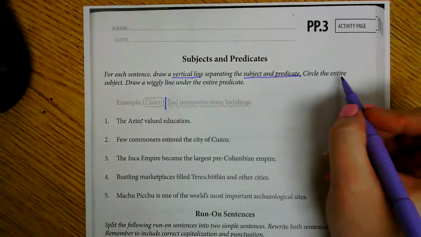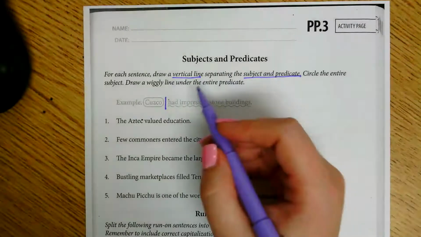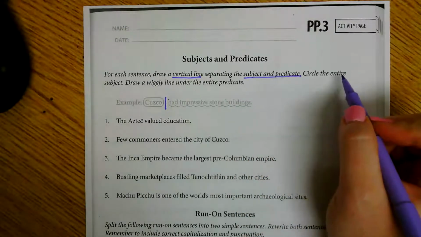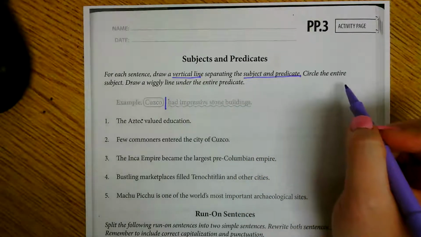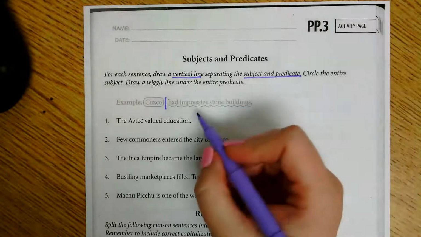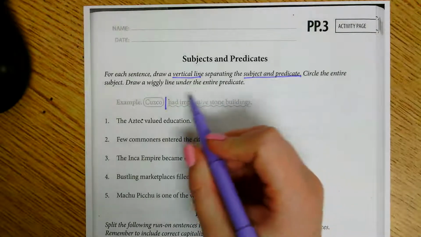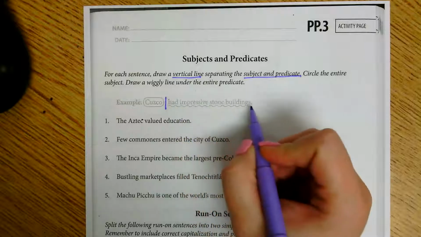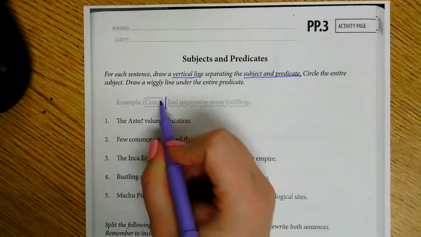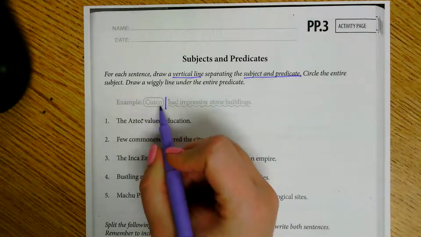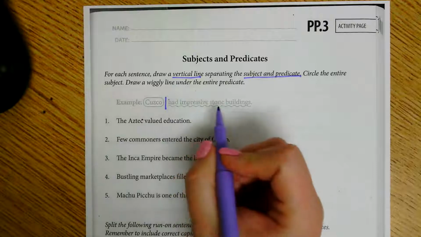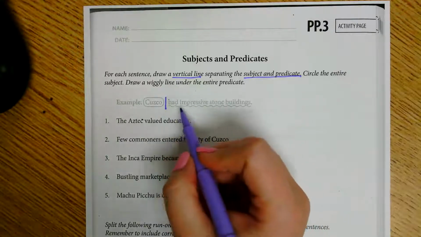The next part of your directions say to circle the entire subject and draw a wiggly line under the entire predicate. So remember, with the entire subject, you're going to give me who or what it's about, as well as any of the details about that subject. With the entire predicate, it's going to be the verb as well as the information that follows. So they have circled Cusco, because that is our subject. It's what the sentence is about. And then they've underlined with a wiggly line, had impressive stone buildings. That would be the predicate.